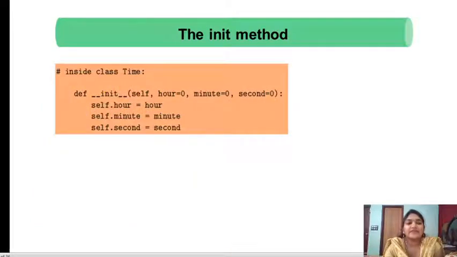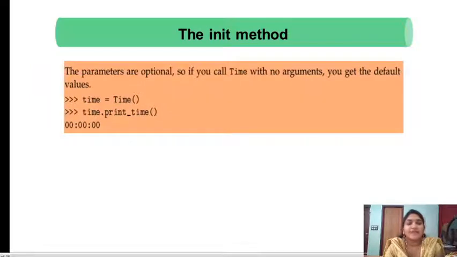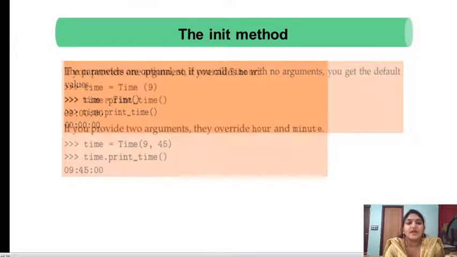Next, we'll see the init example. Inside class Time, defining init with self, hour, minute and second: self.hour equals hour, self.minute equals minute and self.second equals second. The parameters are optional. So if we call Time with no arguments, we will get the default values: time equals Time(), then time.print_time(). So this is the init method.